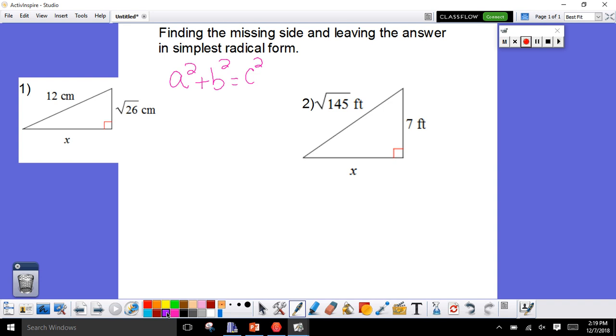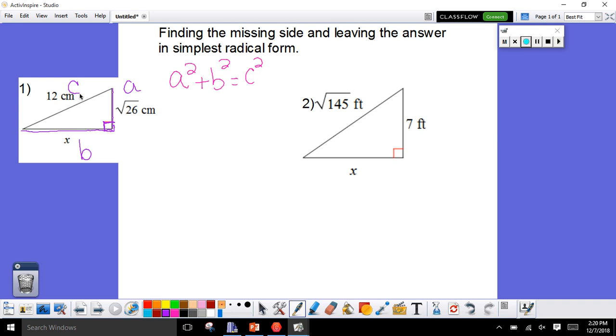I am going to make sure that I label correctly A, B, and C. Remember that A and B will always be the two sides that are touching the 90-degree angle. So I'm going to label it A, I'm going to label it B, and then C will always be the side that does not touch the 90-degree angle. I also know it's going to be the C because it's the longest side. It's my hypotenuse.